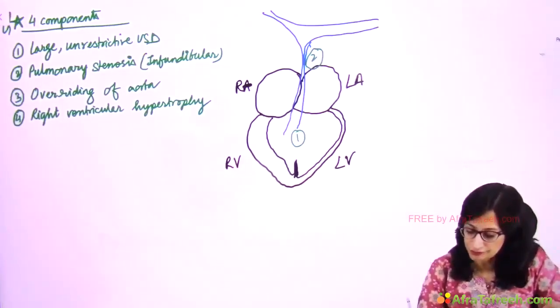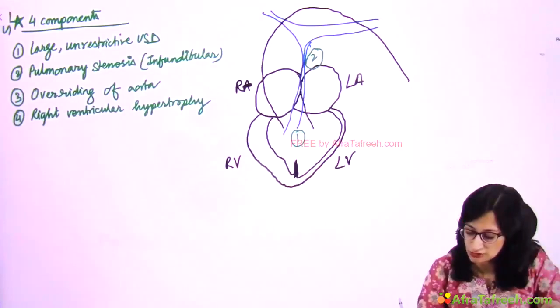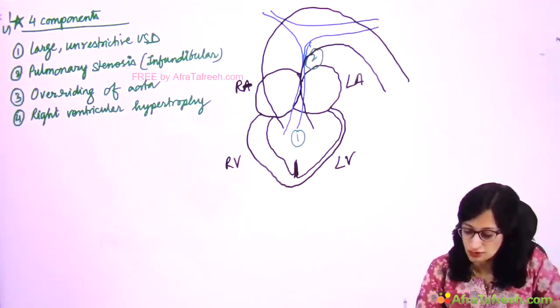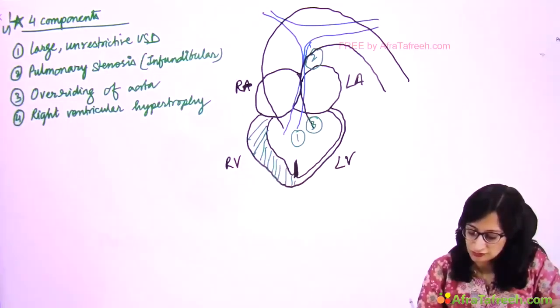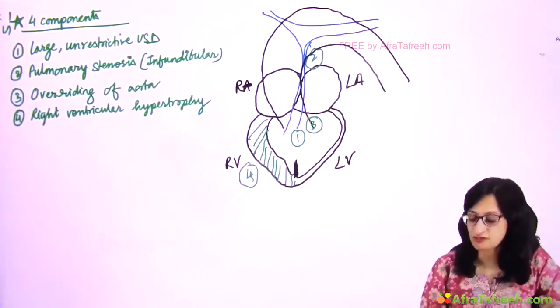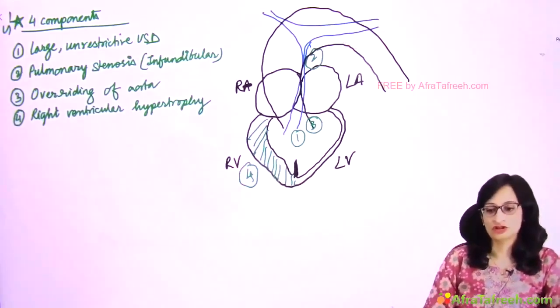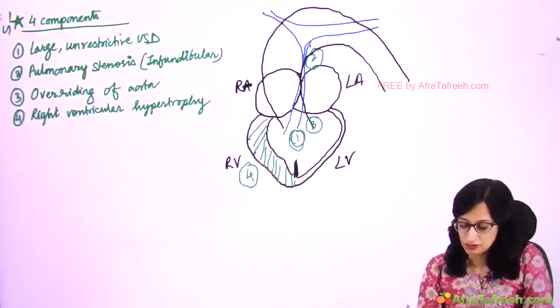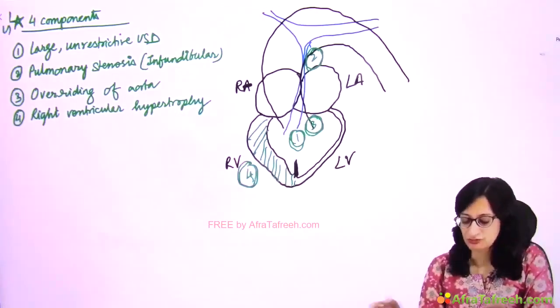This is the infundibular pulmonary stenosis. Overriding of aorta: if this is the aorta, overriding means that instead of arising over the left ventricle, the aorta comes almost to the midline and arises over both the left as well as the right ventricle. And can you appreciate this right ventricular hypertrophy? So these are the 4 components of Tetralogy of Fallot: large unrestricted VSD, pulmonary stenosis, overriding of aorta, and right ventricular hypertrophy.